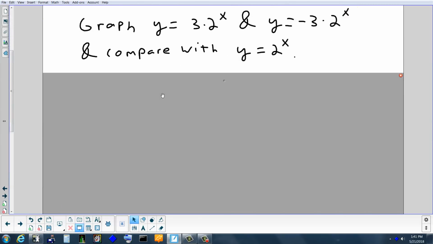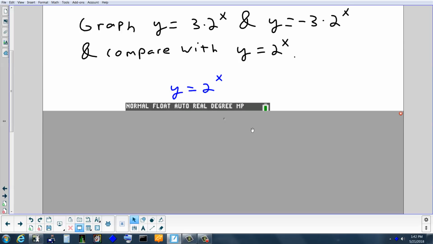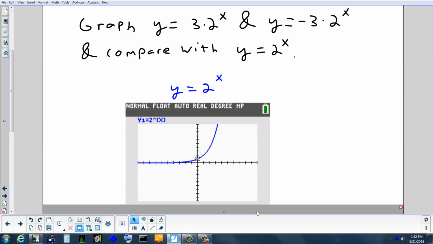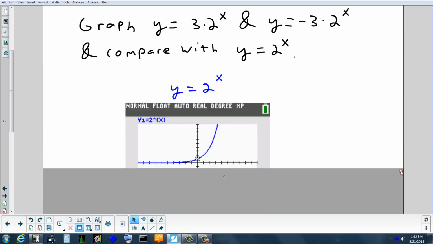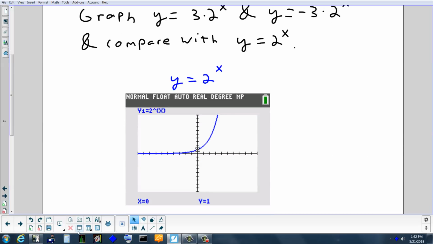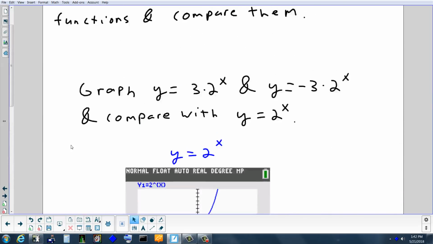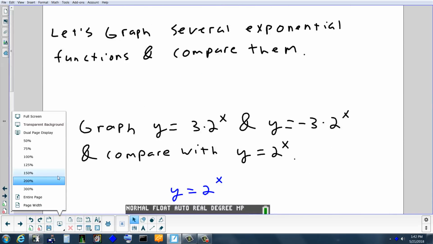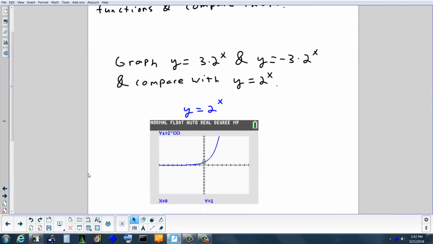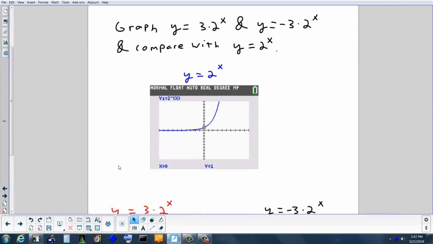Now, we're not saying that you have to. When we do this, guys, you don't have to graph. We're not asking you to graph every single one of the functions. We're going to show you a trick on how to do it. The reason why we're doing this is just to give you a visual of what it looks like. So here's the function we're giving you: y equals 2 to the x.